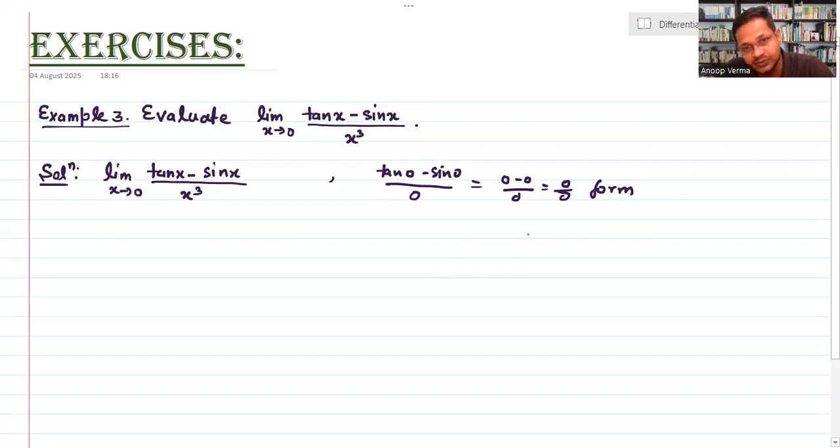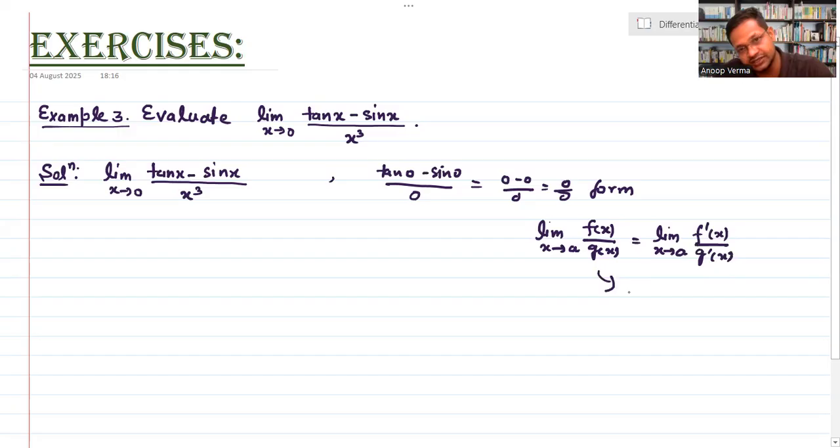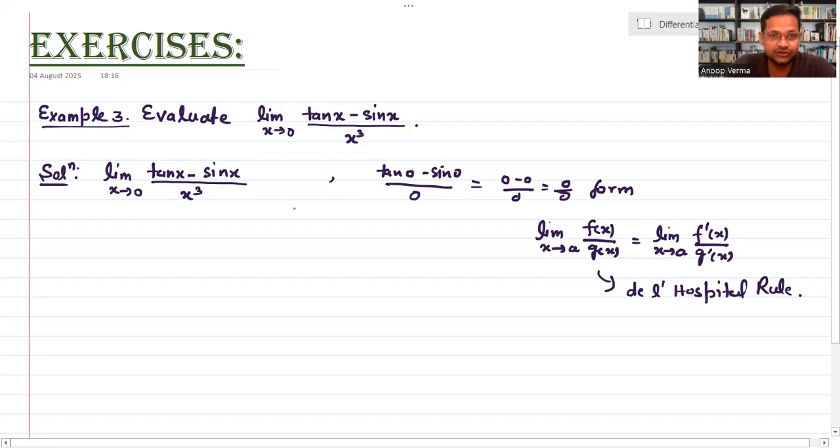What is the L'Hospital rule saying? That if we have the limit as x tending to a of f(x) upon g(x), and when putting x equals a you get the 0 upon 0 form, then its limit will be equal to the limit as x tends to a of the ratio of their derivatives. This is actually called the L'Hospital rule. So we can apply it here because we get the 0 upon 0 form.